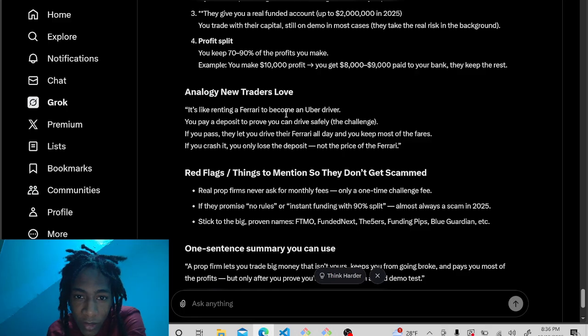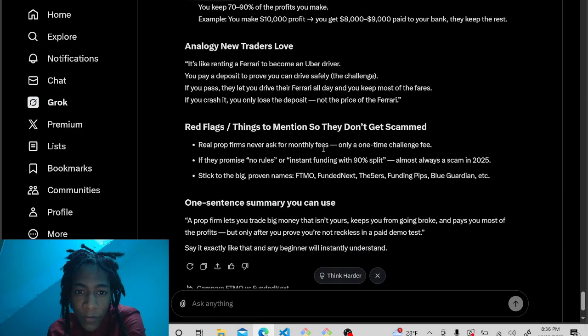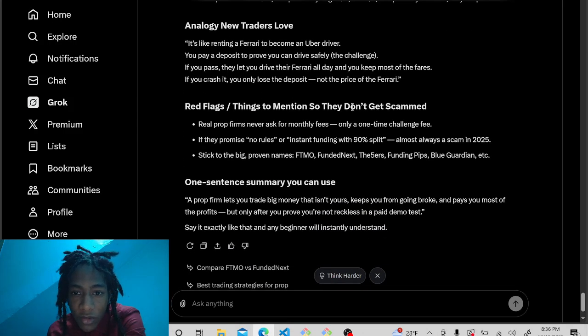Analogy new traders love. It's like renting a Ferrari to become an Uber driver. You pay a deposit to prove you can drive safely. That's the challenge. If you pass, they let you drive their Ferrari all day and you keep most of the fares. If you crash it, you only lose the deposit, not the price of the Ferrari. Red flags. Things to mention so they don't get scammed.